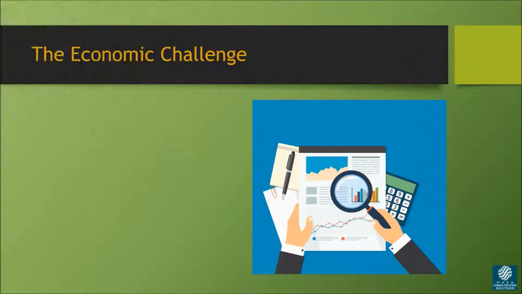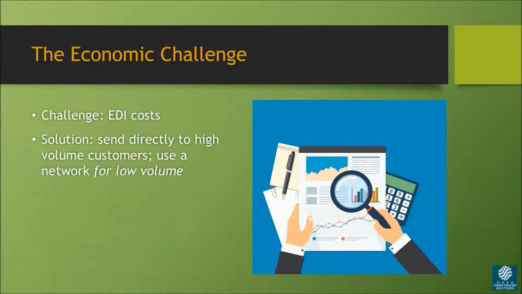The economic challenge is that there are costs associated with EDI. For instance, a direct connection does require a person to monitor it. Also, a value-added network, or VAN for short, might be required by a customer. The solution for maximizing cost efficiency is to send directly to customers with high volumes of data, and using a network to monitor low volume or infrequent transactions. It's also important to shop for network service every 3 years, as prices are declining.